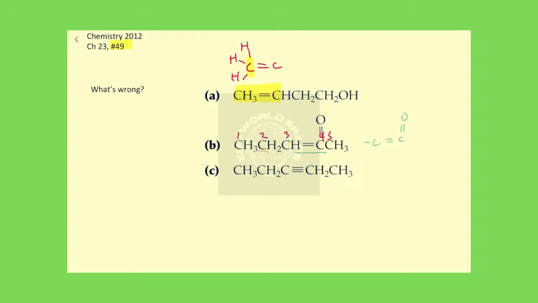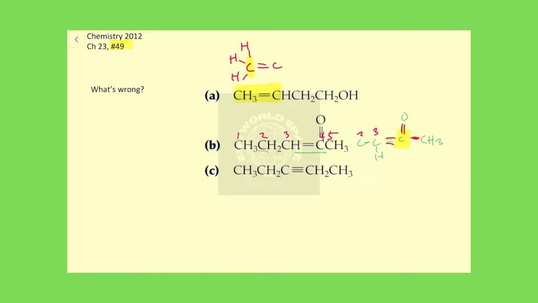Now that we redrew everything, we could clearly see what is wrong here. We see a carbon, and it has 5 bonds with it, right? It's double bonded with oxygen, it's double bonded with a carbon, and then it still has this bond with CH3 right here. So that's what's wrong here. This carbon number 4 has more bonds than it's supposed to have.